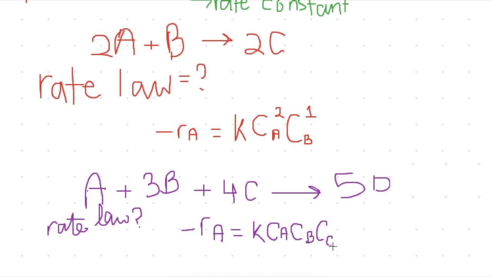The last thing I have to do is make sure all of the coefficients become exponents. So A has a coefficient of 1, so CA gets an exponent of 1. B has a coefficient of 3, so CB gets the exponent 3, and C has a coefficient of 4, so the concentration of C gets the exponent of 4. This is my rate law for A.